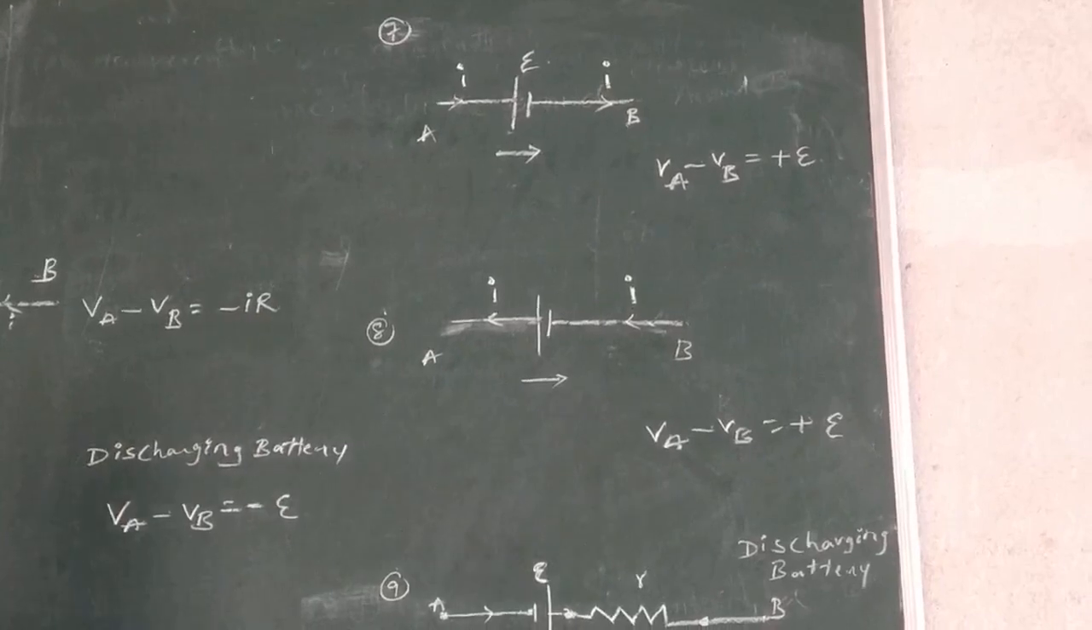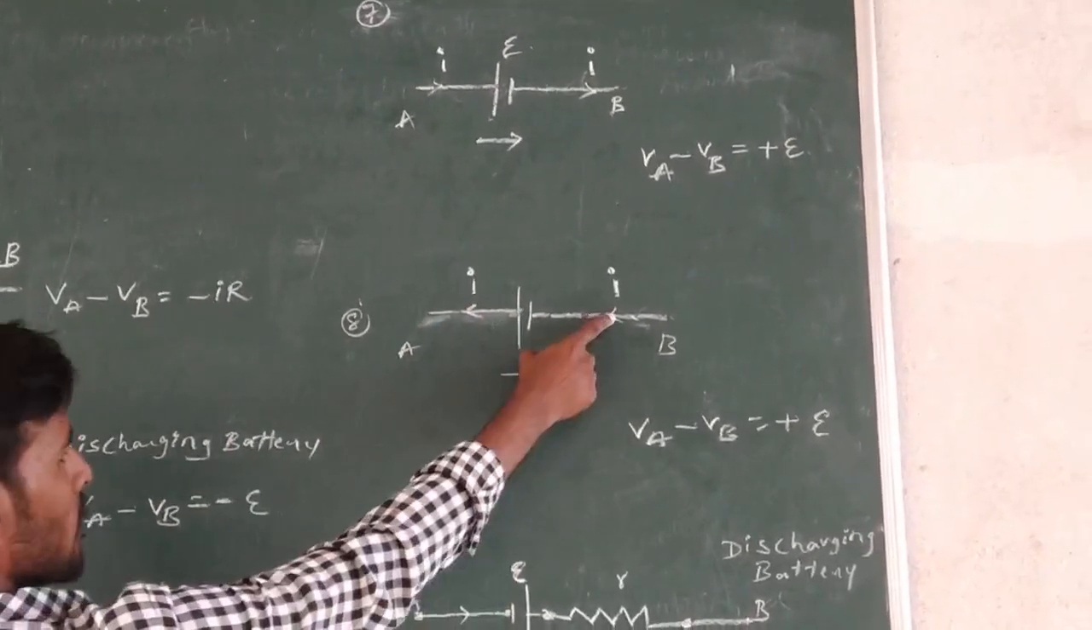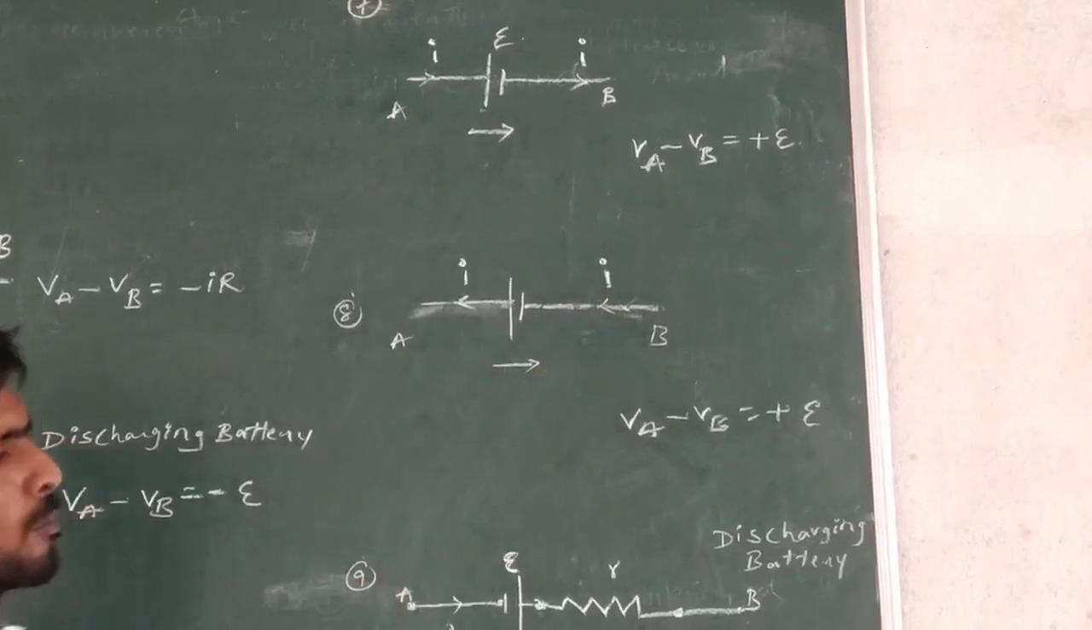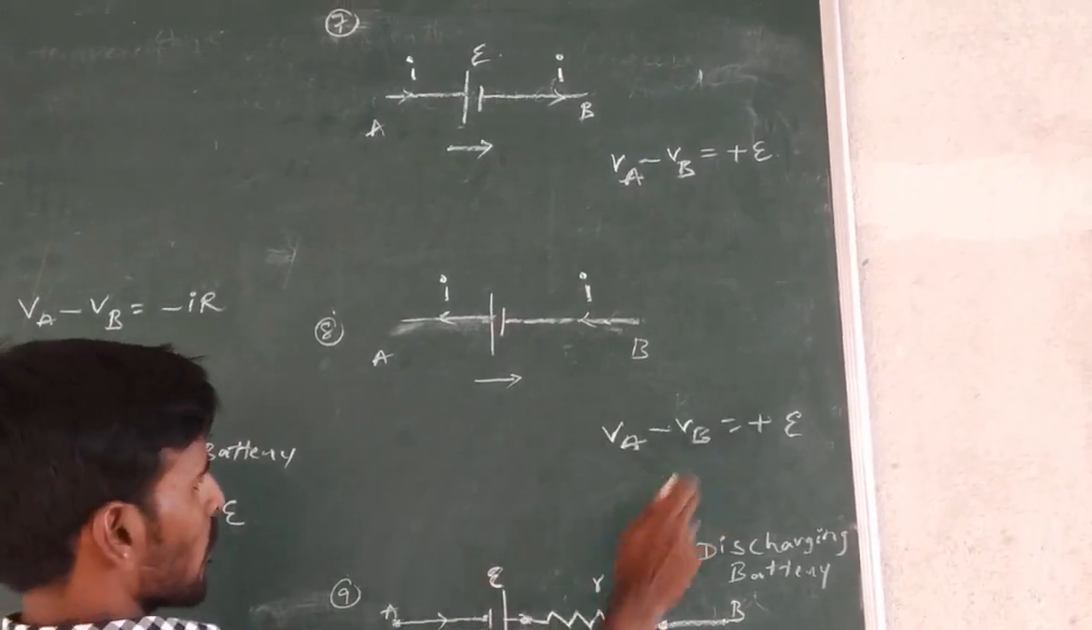Next diagram, current is moving from lower potential to higher potential. Current and direction both are in opposite directions. VA minus VB will be plus epsilon.